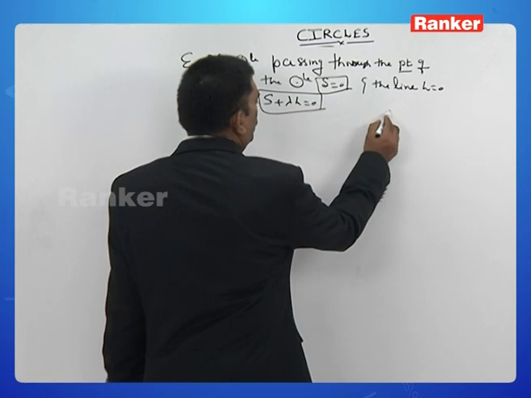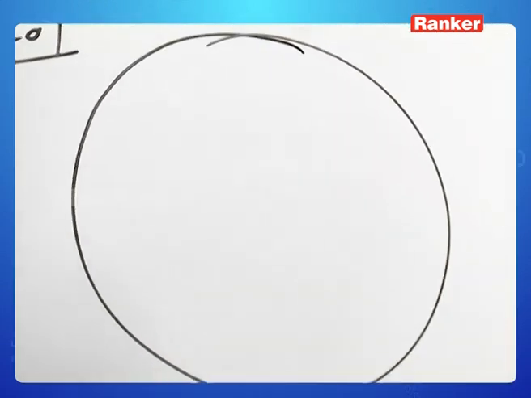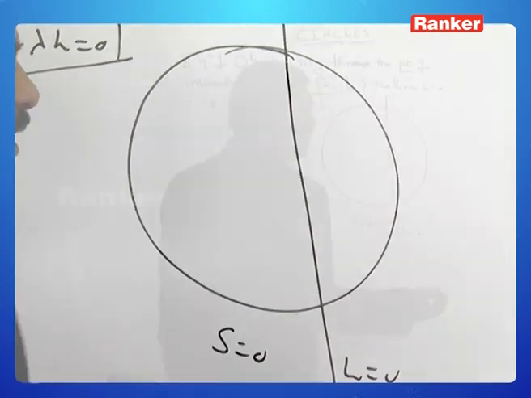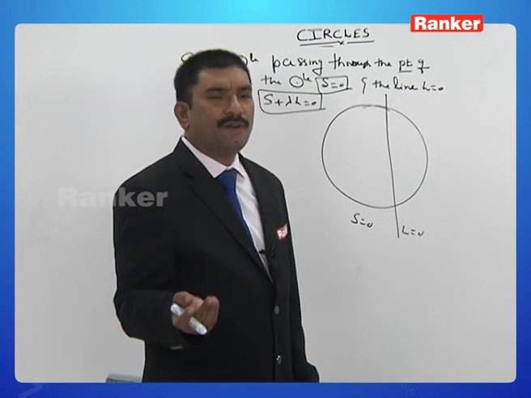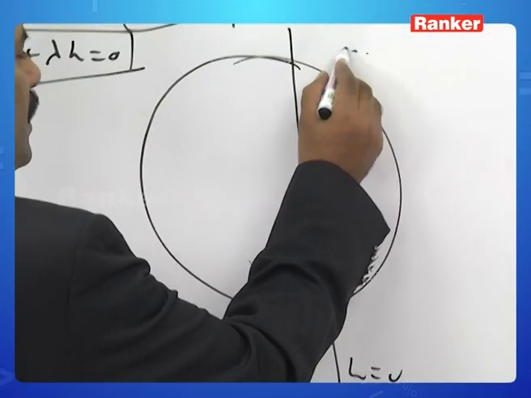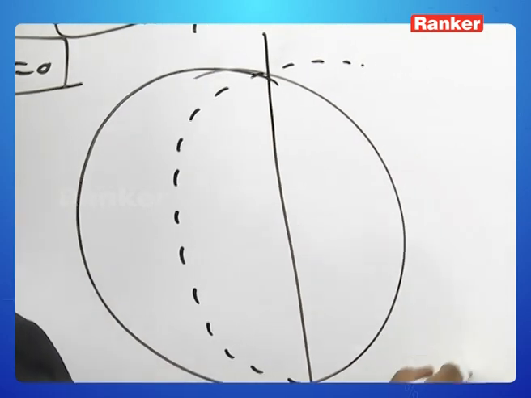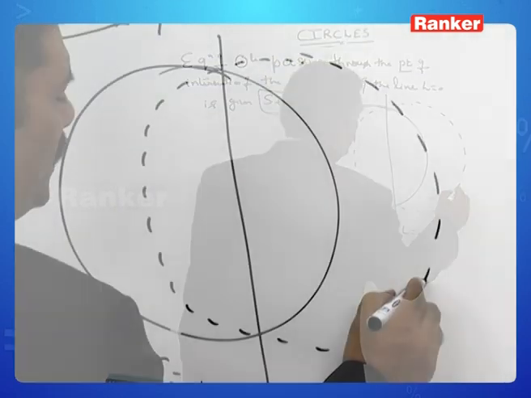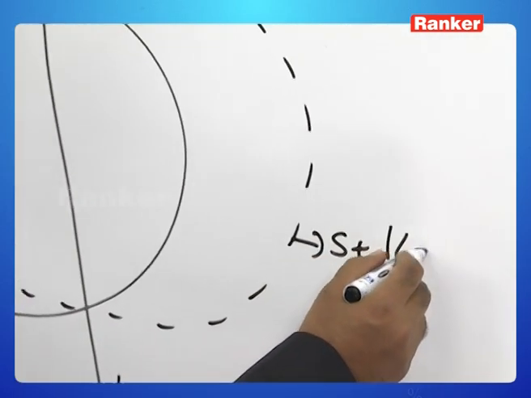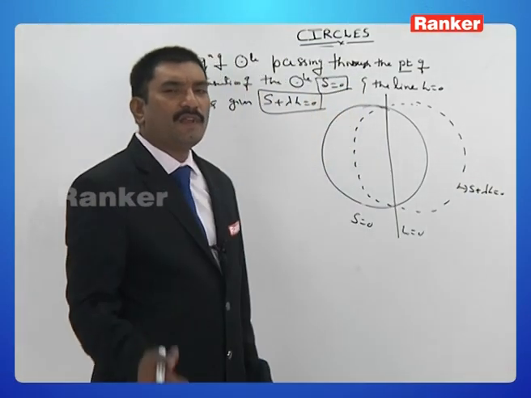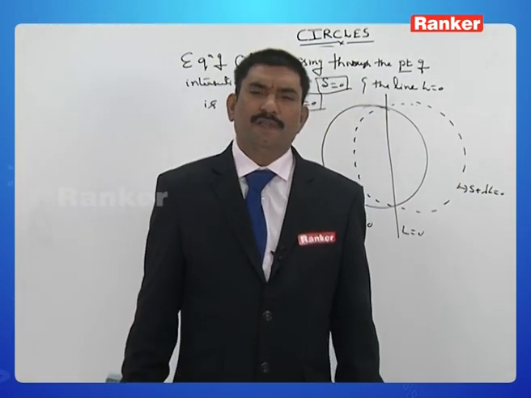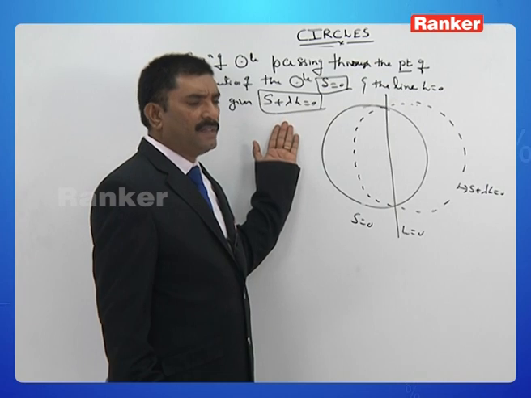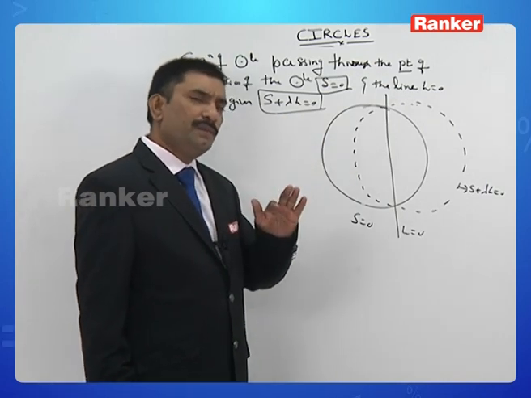How? This is the figure approach. This is one circle, S is equal to 0. This is another line L. This line can be a chord or a longest chord. So now this is a circle passing through the point of intersection of the circle S is equal to 0 and L is equal to 0. This is given by S plus lambda L is equal to 0, where lambda is a parameter.